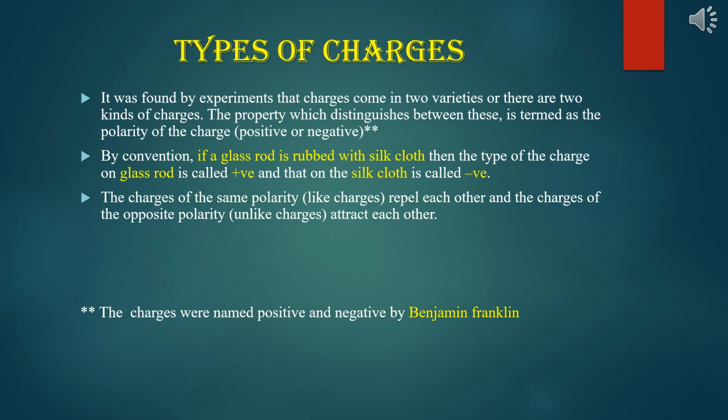Okay, now coming to the next part, types of charges. Now as we were discussing in the last slide, whenever we rub a piece of say a glass rod or a dry hair comb with our hair, or with a silk cloth or a fur, then it can attract small pieces of paper. That means it has got charged, or we say that it has got electrified.